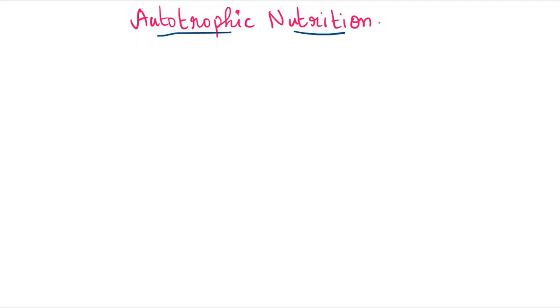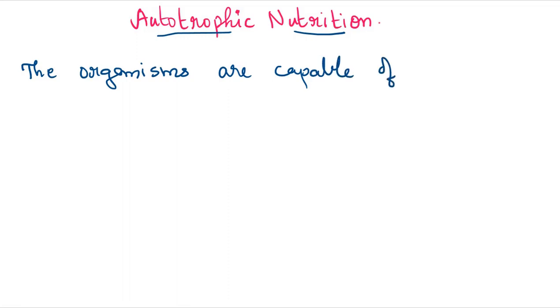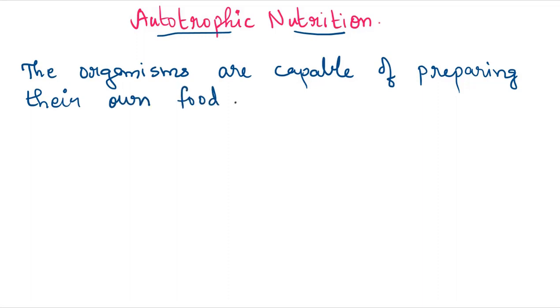What is autotrophic nutrition? It is a mode of nutrition where the organisms are capable of preparing their own food. Such mode of nutrition is called autotrophic nutrition, and the organisms are referred to as autotrophs, or you can also call them producers.